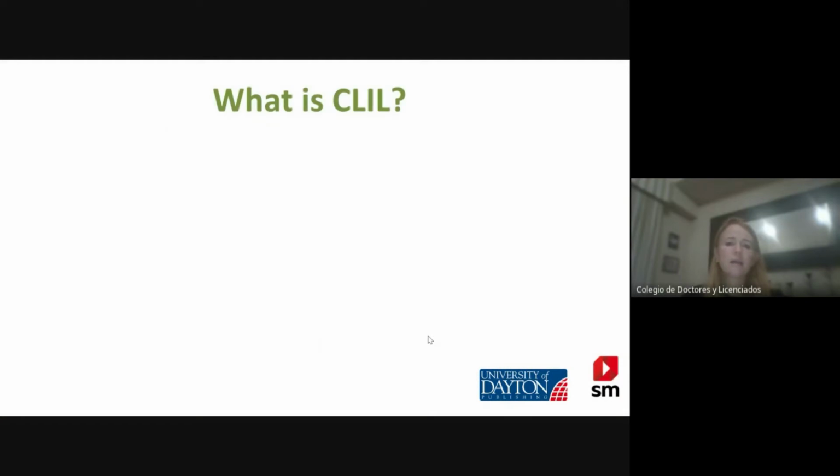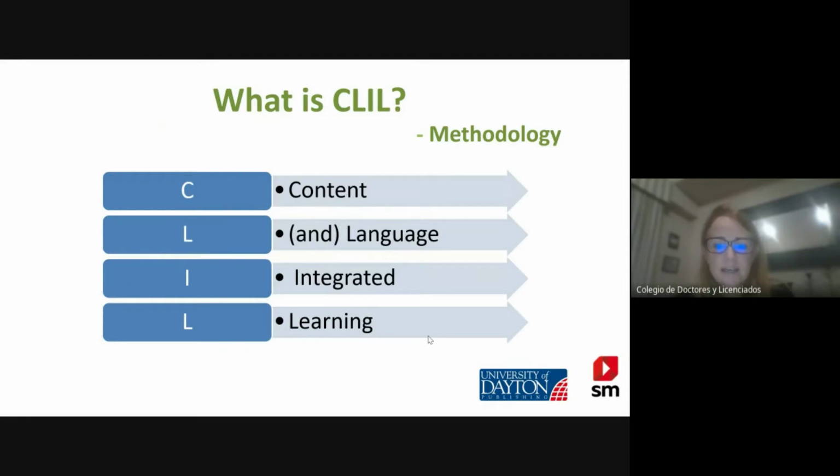Okay, so let's have a look at what is CLIL. CLIL is the methodology we use when we're doing bilingual teaching. And that is content and language integrated learning. That's what it stands for. Basically, we're teaching content through another language. In this case, it's English, okay? And it's all integrated. They're not taught separately. It's all integrated to create real quality learning.